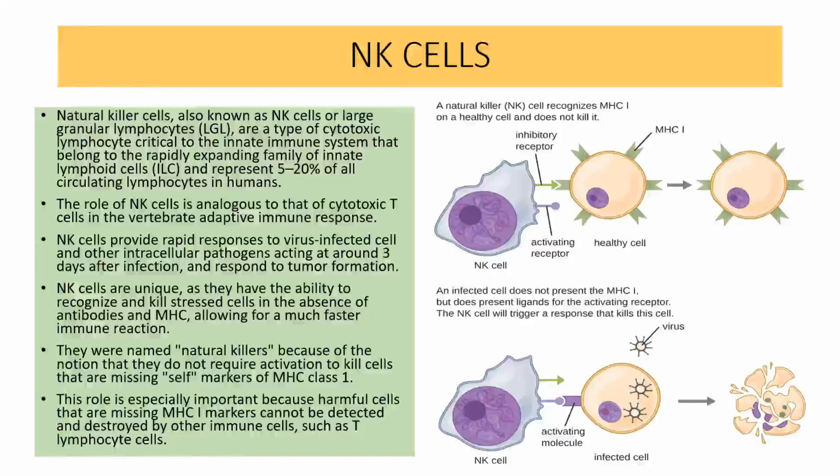They are named natural killer cells because of the notion that they do not require the activation of cells, right? This role is especially important because harmful cells that are missing MHC1 markers cannot be detected and destroyed by other immune cells like the T lymphocyte. So the cells without MHC and antibody interaction can also be killed with the help of the NK cells. They are part of the innate immune system.